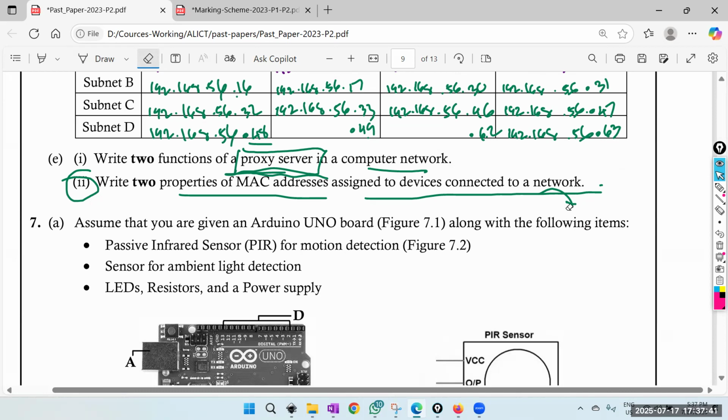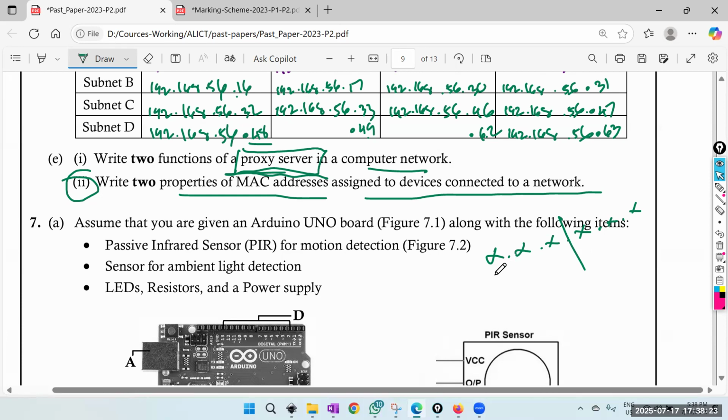When they ask two properties, I will write at least five properties because this is a very open question. Assuming that out of my five or four answers, two of those are in the examiner's list. For me, the first property is MAC address is a hexadecimal number. How many parts are there in the hexadecimal number? Six or four? I can't remember exactly. I think six blocks.